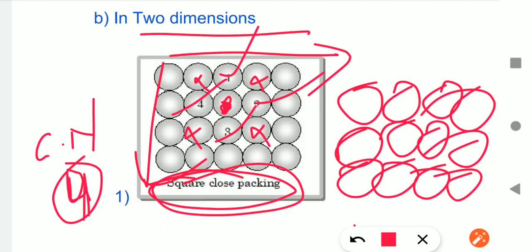Just because of this 4, it is a square close packed structure. Is it clear? This may be a question in your exam, maybe in fill in the blanks. What is the coordination number in square close packing? If the packing is two dimensional, you will say 4.